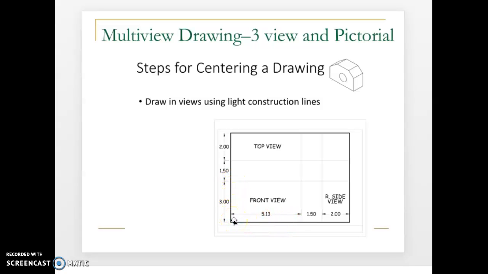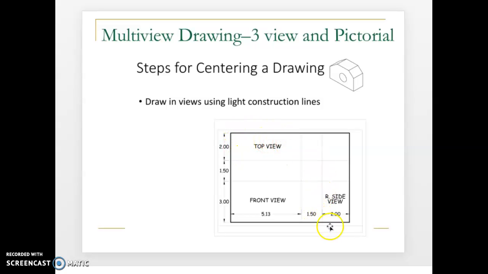Then we leave a small space. Most spaces between the views are anywhere from 1 inch to 1.5 inches. This also includes the space between the front and the side view. So take your ruler, measure out about 1 inch to 1.5 inches, draw a line all the way across in a construction line, and then block in the top view.